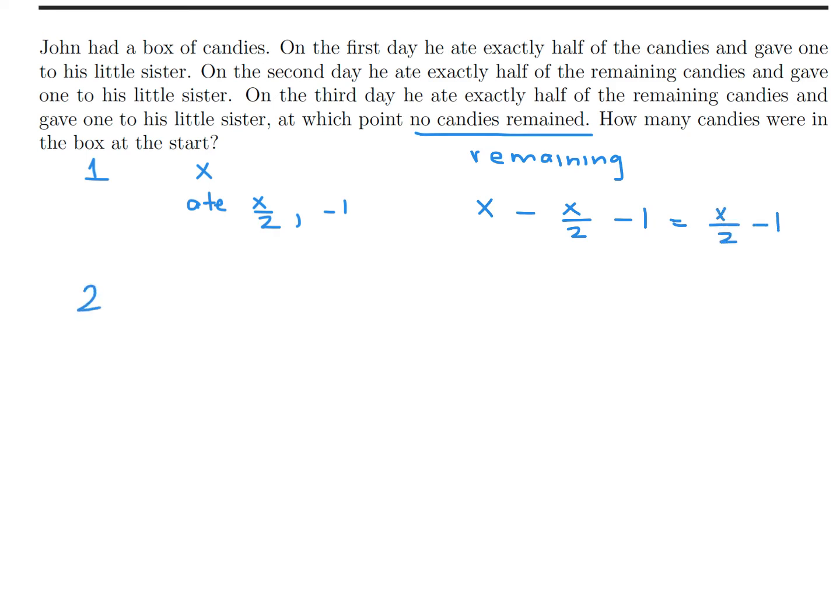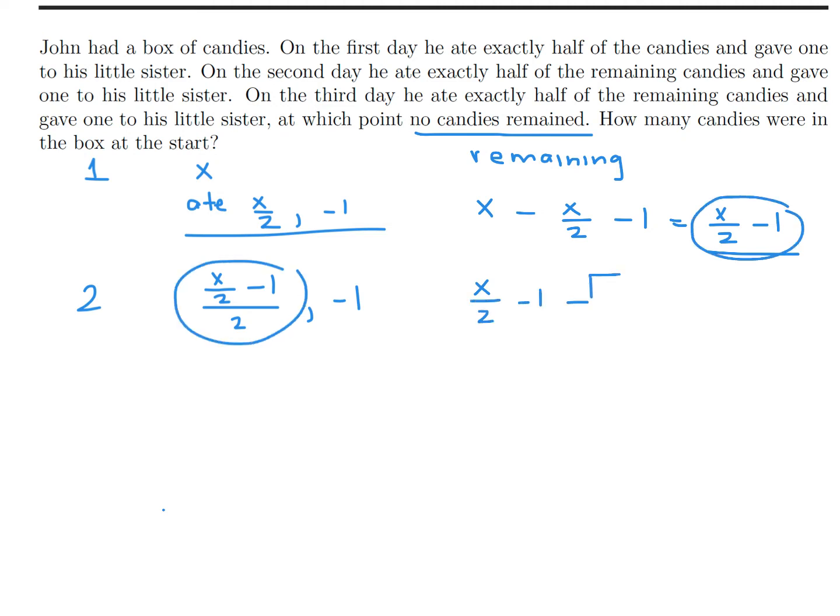And then now on day 2, it's the same story, but these values are going to be a little bit different. This time, he eats half of what's left. So he eats half of this, x over 2 minus 1, divided by 2, this guy right here. But he also gives one away. So what does he have left? He has this initial amount, minus this guy, which is x over 2 minus 1 over 2. And then, of course, you also have to subtract the one that he gave to his sister. I'll let you do all the math, and when you do, it simplifies to this over here, x over 4 minus 3 over 2.